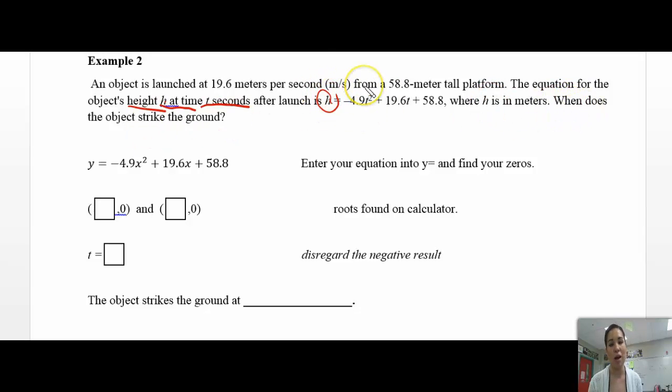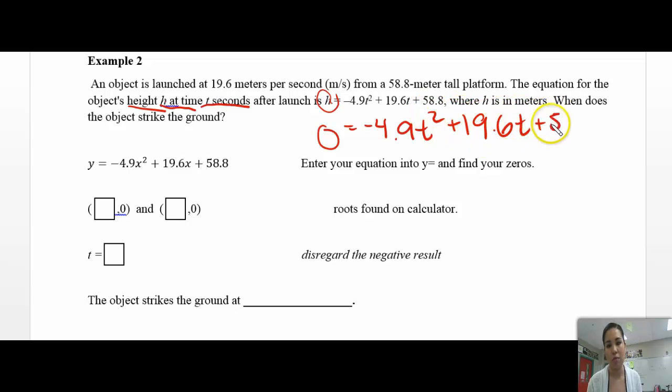Well, we're talking about the height from the floor. If you want to touch the ground, that means the height is 0. So basically, instead of h, we're going to put 0 is equal to negative 4.9 t squared plus 19.6t plus 58.8. Well, of course, I'm not going to try to factor this because that'd be crazy. I have a bunch of weird decimals. So we're going to go ahead and apply the quadratic formula.